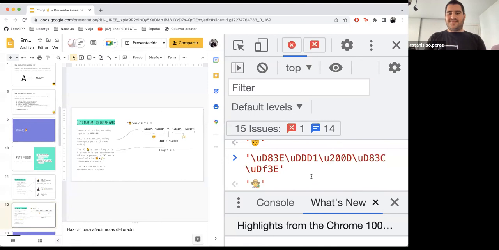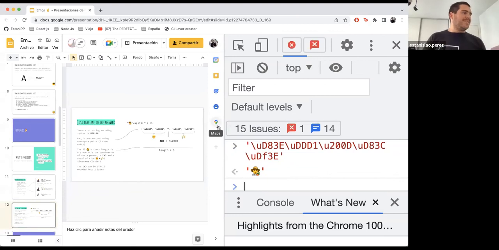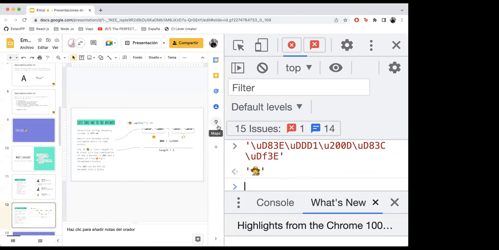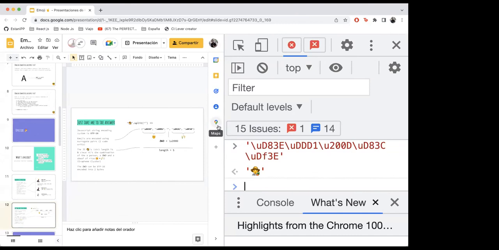Perfect. Any other questions? So I have a question. Do you know, or have you guys submitted an application to Unicode for some emoji or something? No, I don't know anyone.